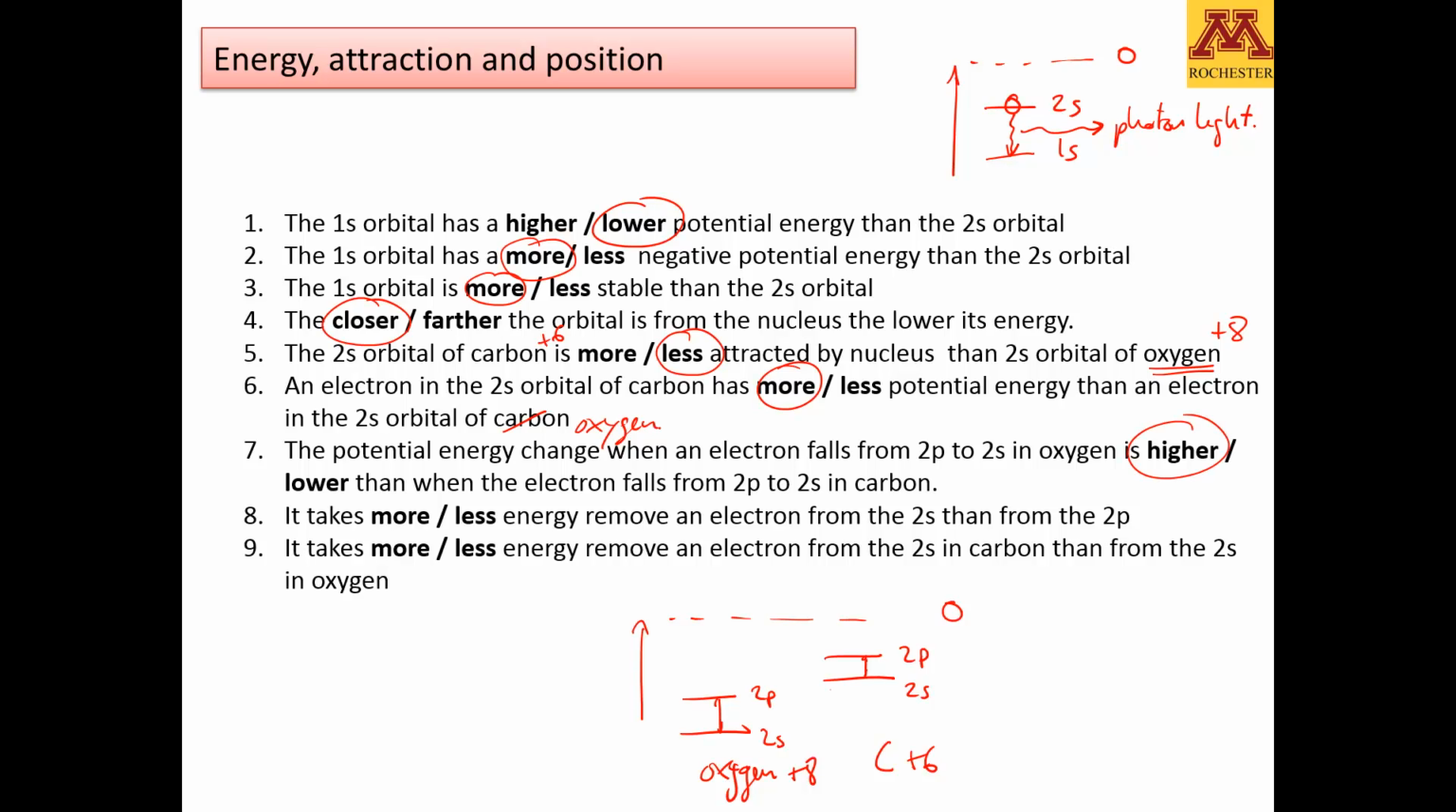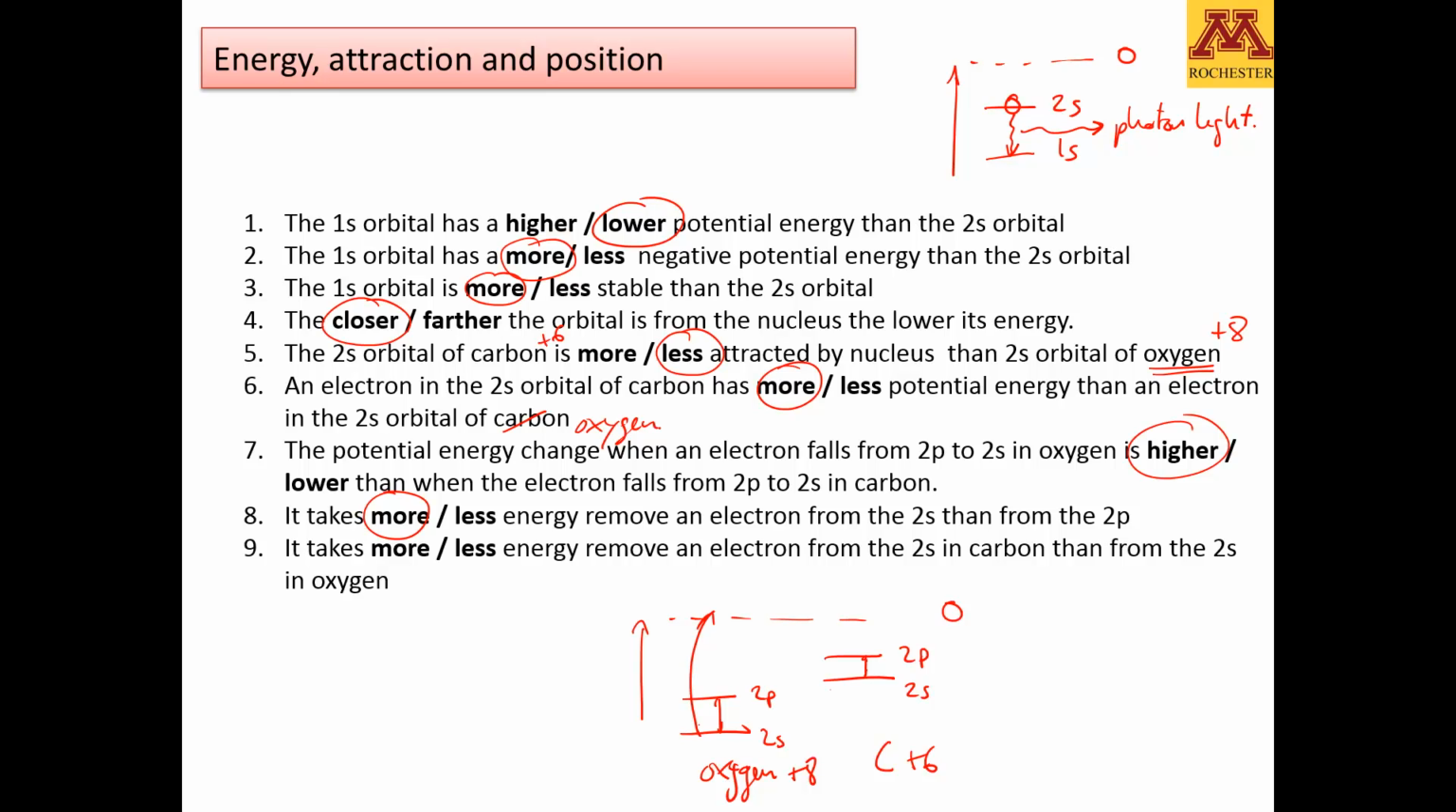Alright, so expect, for example, if there's an electron moving from the 2s to 2p on oxygen, that the light associated with this transition will have a higher energy, a higher frequency and a lower wavelength. Alright, so does it take more or less energy to remove an electron from the 2s than from the 2p? Well, the 2s is more negative, so the energy necessary to ionize your electron is higher. So it takes more energy to remove an electron from the 2s than from the 2p.